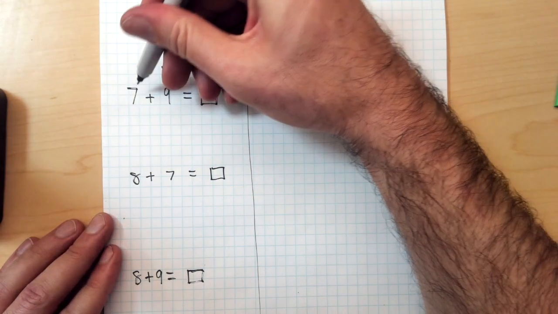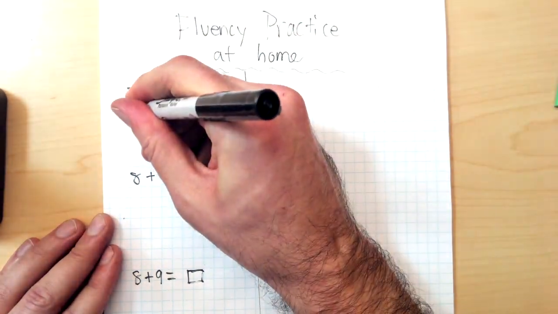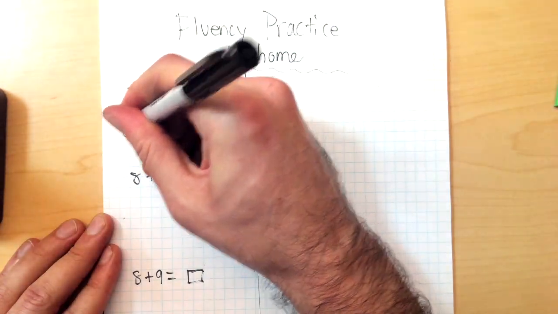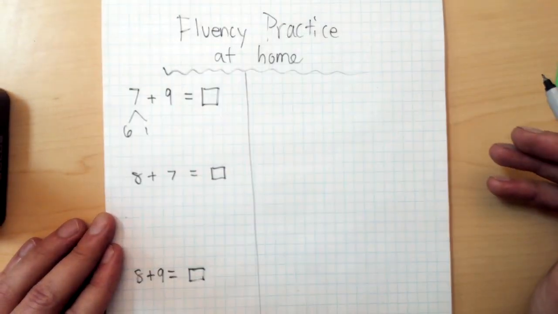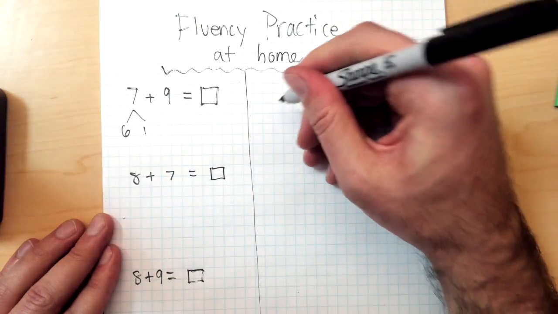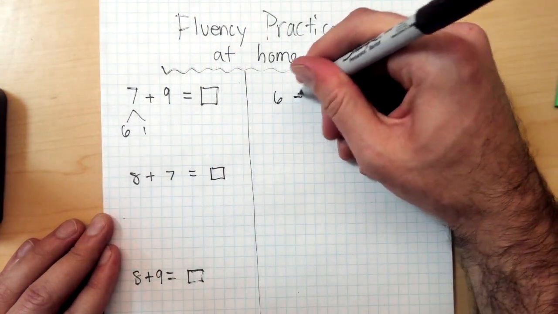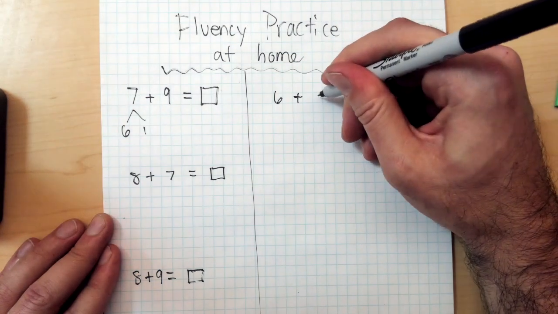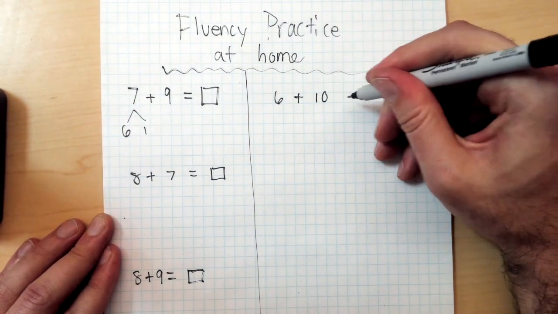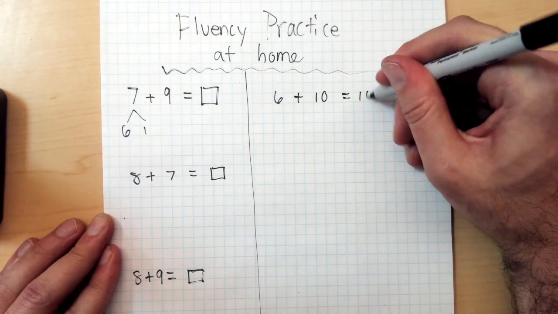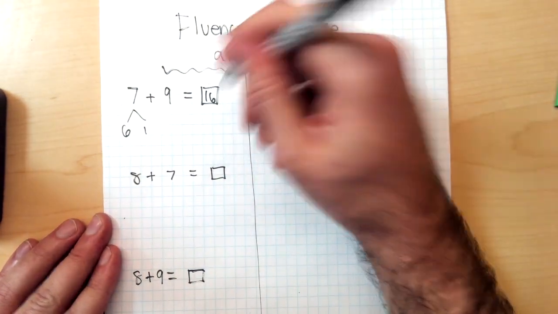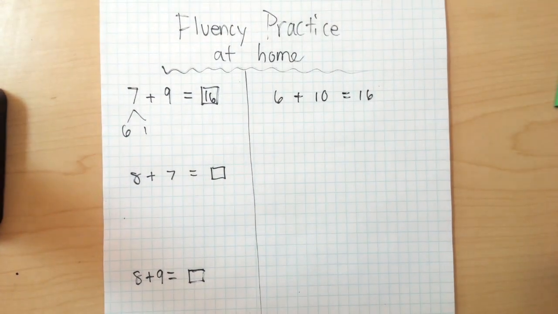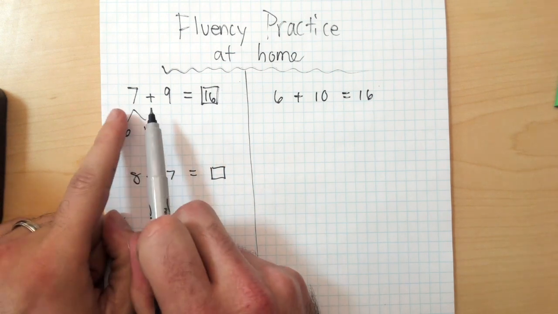So instead of saying 7 plus 9, I might break that 7 up into 6 and 1. And now I can say 1 plus 9 is really easy. That's 10. So it would be 6 plus 1 plus 9 is 10. A lot of kids know that pretty quick. So 6 plus 10 is 16. So now I go back. 7 plus 9 is 16.